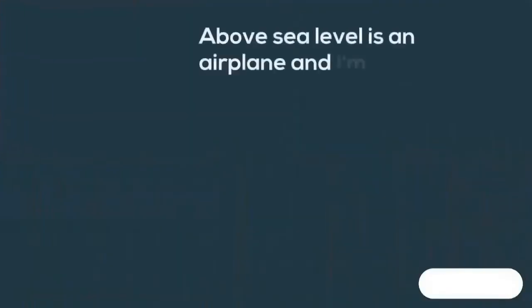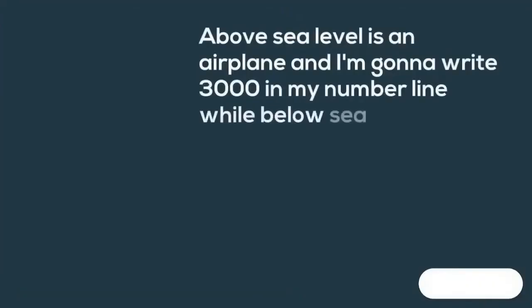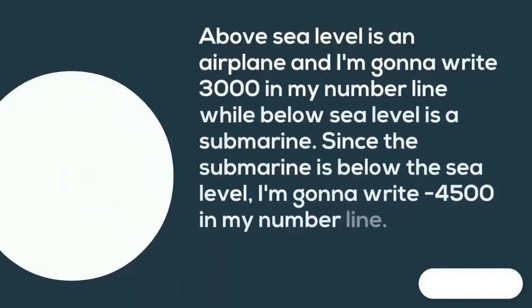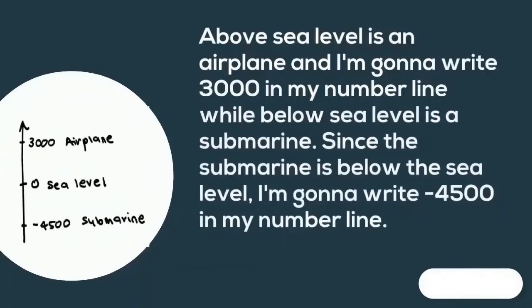Above sea level is an airplane, and I'm gonna write 3000 in my number line. While below sea level is a submarine. Since the submarine is below the sea level, I'm gonna write -4500 in my number line.